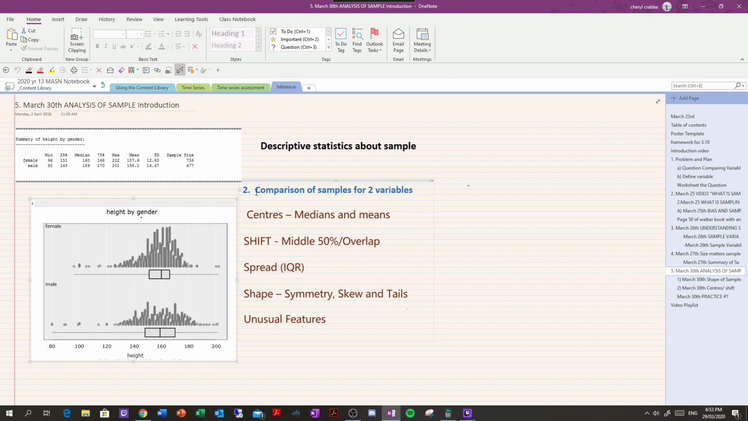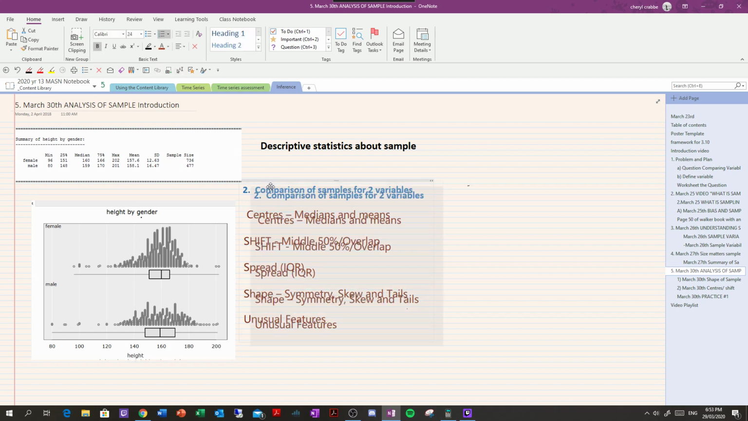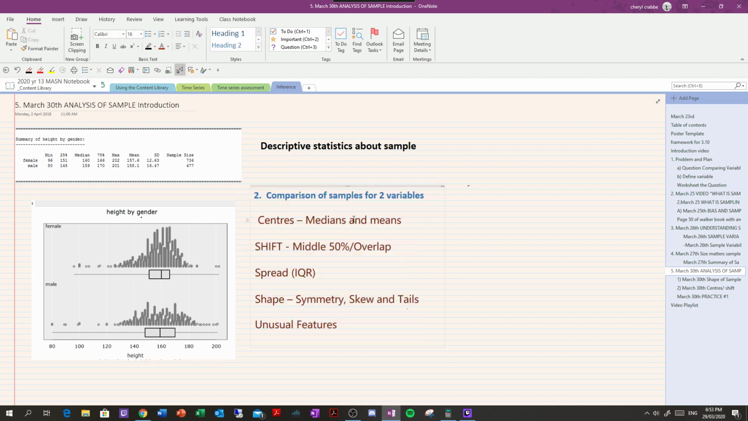So the first thing is that when you talk about the sample, you're going to do it as a comparison of samples for two variables. So for example, in this particular instance, it's height, and it's by gender, so female and male. So we're going to be looking at female and male data around their heights. And we're going to do this description as a comparison between these two.